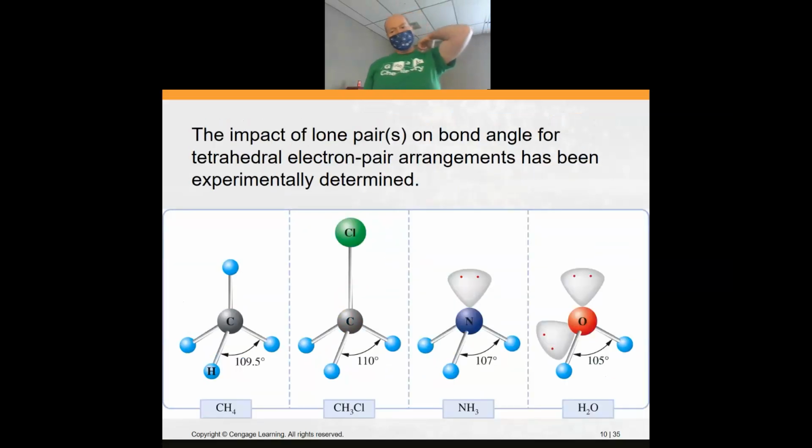All right, note that when we are predicting our 109.5 for our tetrahedral, they're showing a bunch of tetrahedrals. When you have a methyl chloride, CH3Cl, the bond angle is slightly larger at 110. When you have your NH3, it is slightly smaller at 107. If you have water, it is slightly smaller at 105.